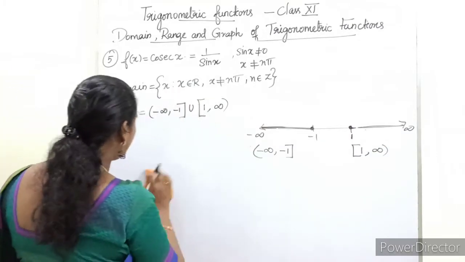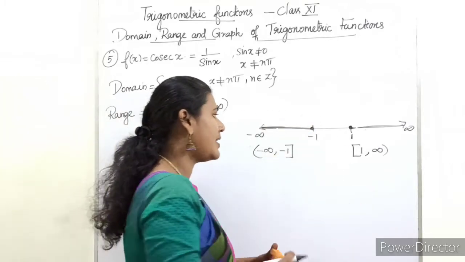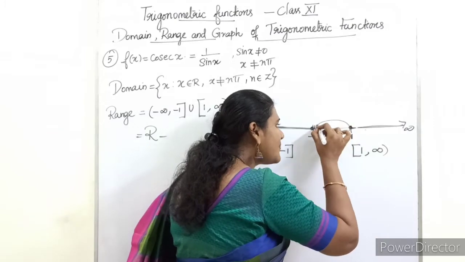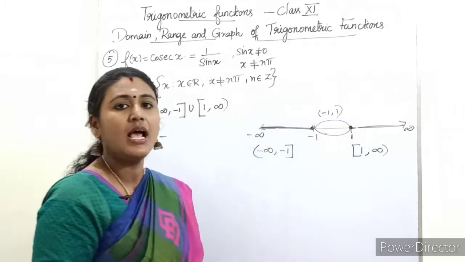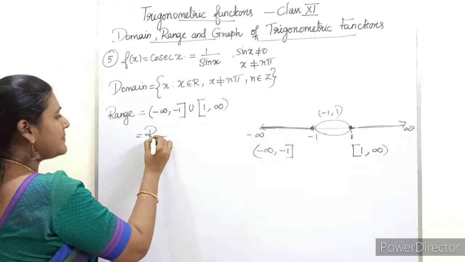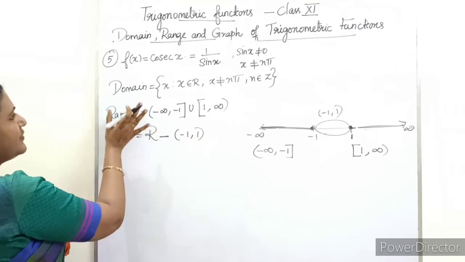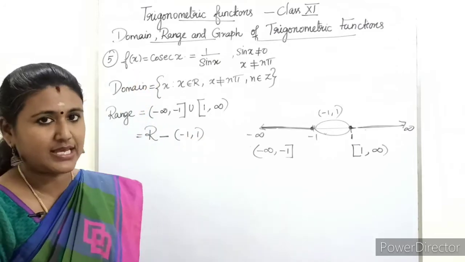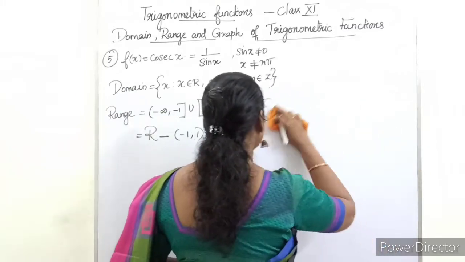Or we can write this range in another way also. In the set of real numbers, if you remove this portion, what is this portion? We can call this as open interval minus 1 plus 1. So from the set of real numbers, if you remove this interval, that will give you the range of cosec x. Okay. Now we are going to see the graph of cosec x.